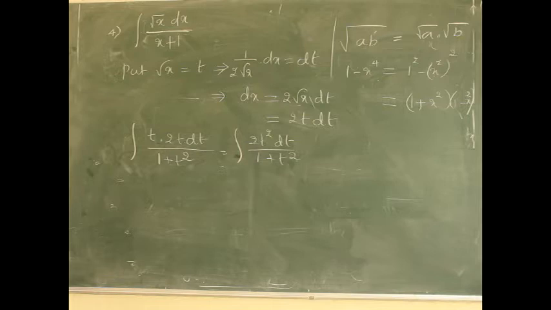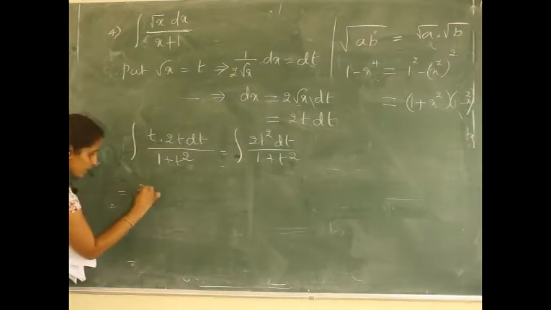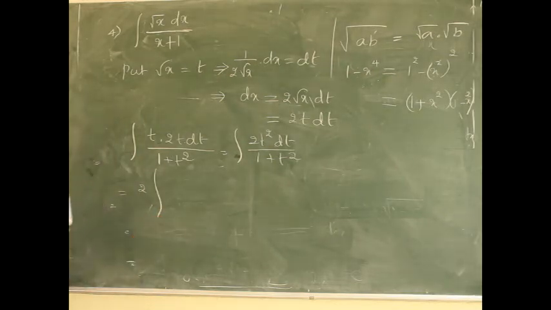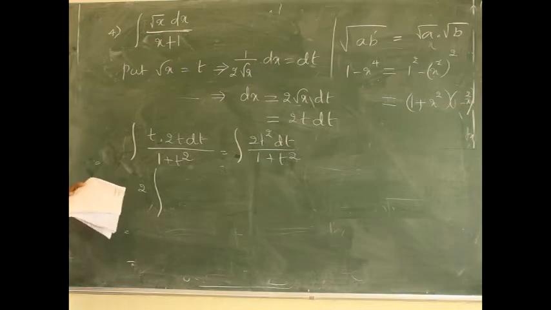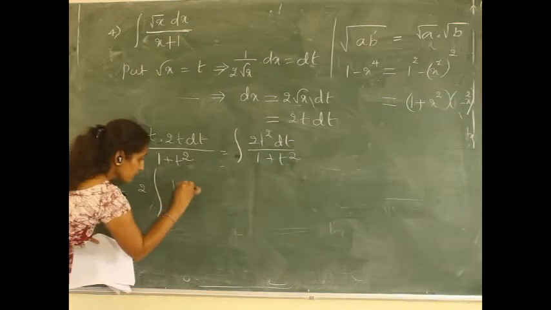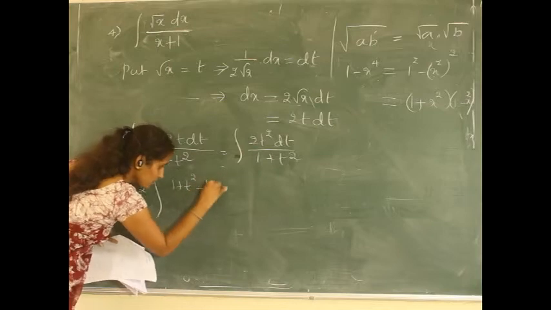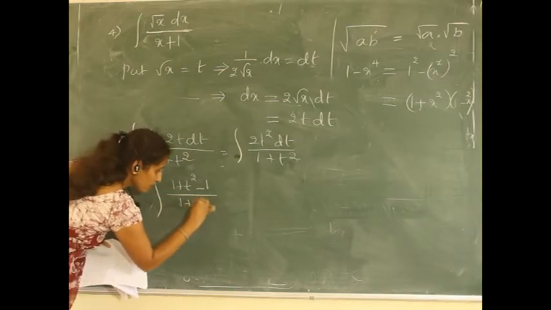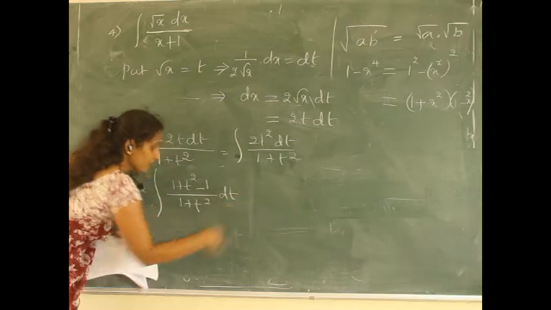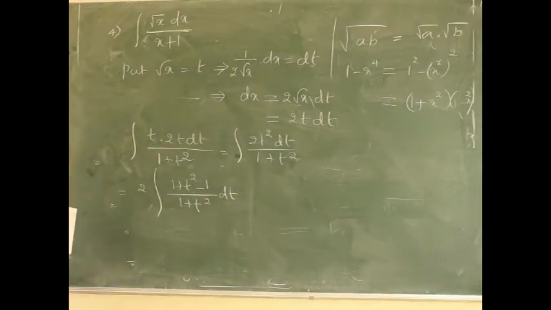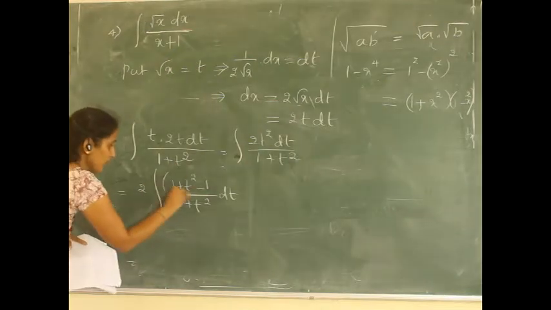Anyhow we can write 2 outside, so 2 is a constant and it is 1 plus t square in the denominator. To get 1 plus t square in the denominator, the numerator is t square, so we can write t square by adding and subtracting 1. So we'll get 1 plus t square minus 1 divided by 1 plus t square dt. So we can combine this 1 plus t square together.